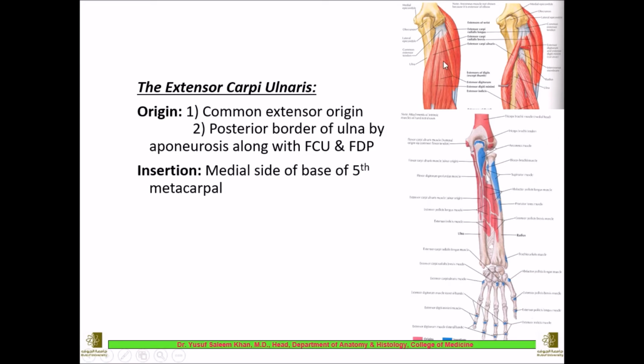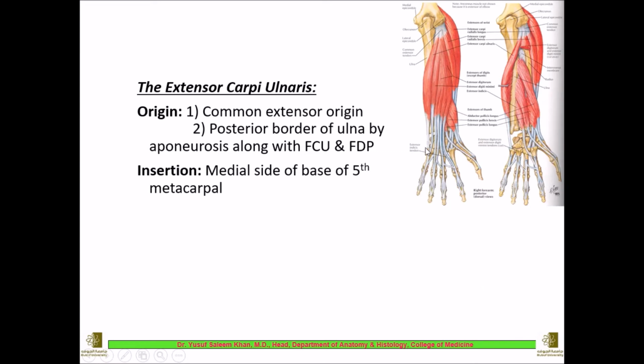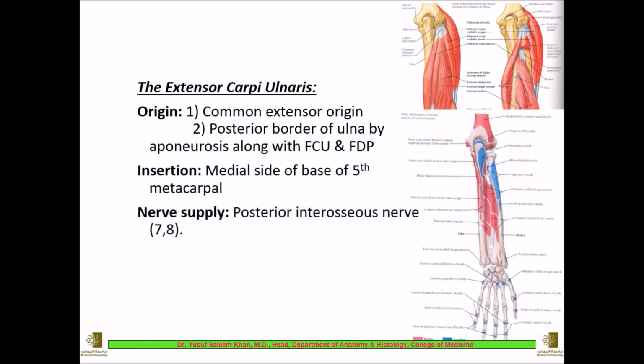This muscle, the extensor carpi ulnaris, will run downwards and get inserted to the base of the fifth metacarpal bone, dorsal side, if you can see here. So this is the muscle extensor carpi ulnaris running all the way downwards on the medial side and getting inserted to the dorsal surface of the base of the fifth metacarpal. Okay. The nerve supply is by the posterior interosseous nerve.